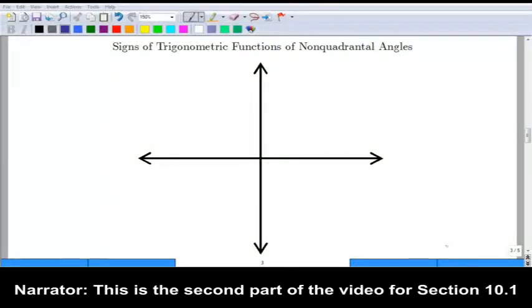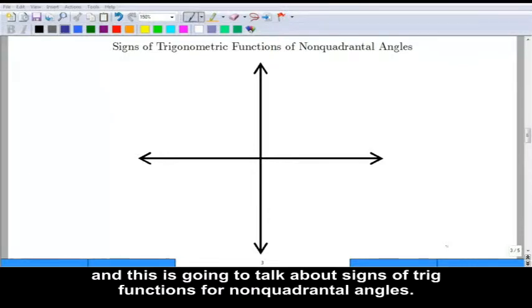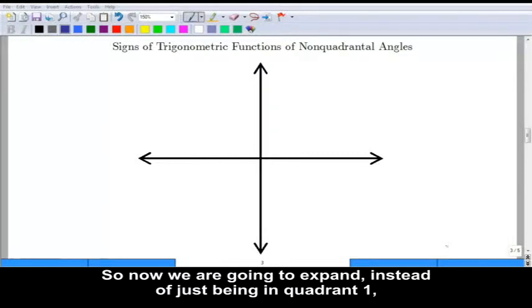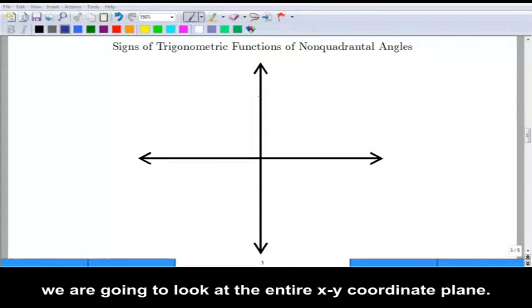This is the second part of the video for section 10.1, and this is going to talk about signs of trig functions for non-quadrantal angles. So now we are going to expand. Instead of just being in quadrant 1, we are going to look at the entire XY coordinate plane.